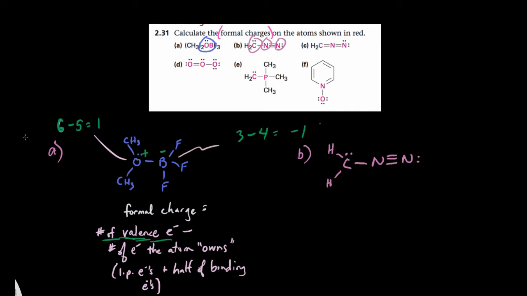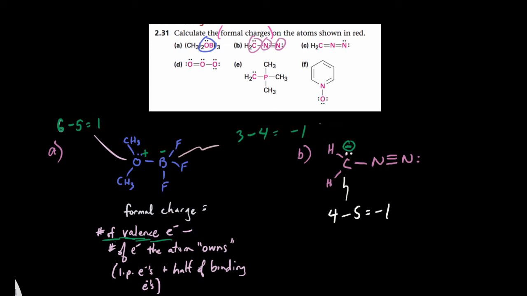Carbon has 4 valence electrons, and how many does it own? 1, 2, it owns both of these in this lone pair, and then 3, 4, 5, 1 for each of these bonds. So 4 minus 5 is -1. So carbon here has a minus formal charge. Sometimes we circle those just to make it clear.